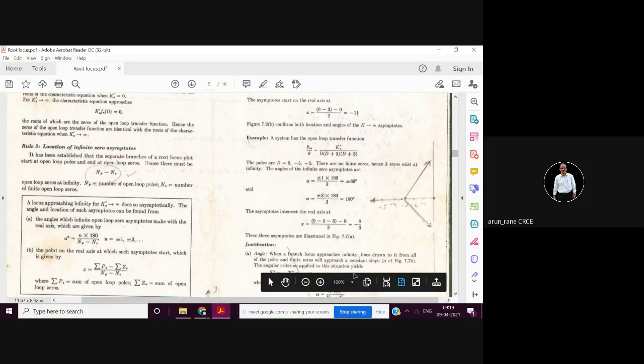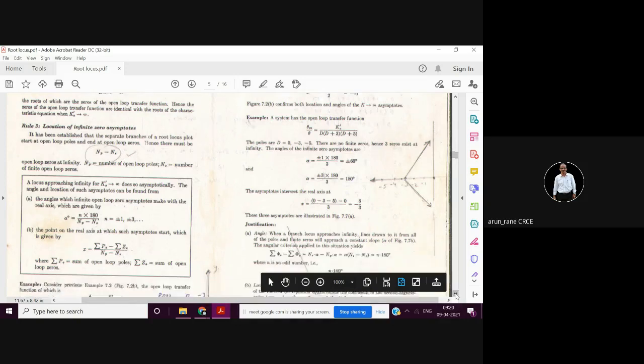Then x is the location, so that is summation of p naught minus summation of z naught, divided by np minus ns. This np minus ns is the same. And this is the sum of open loop poles, and this is the sum of open loop zeros. So we will take an example so that it will be clear.